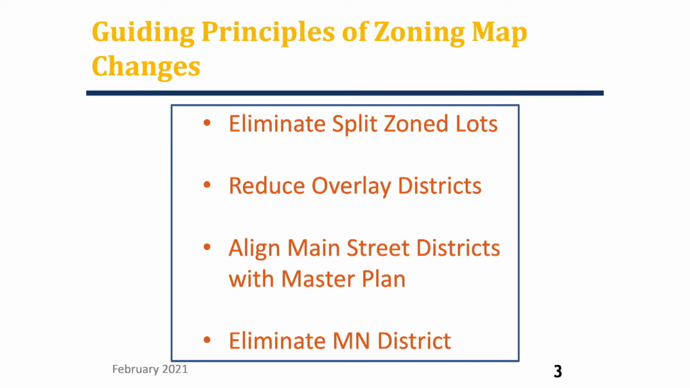The guiding principles of the zoning map changes that the zoning bylaw committee used were the elimination of split zoned lots, reducing the number of overlay districts on the zoning map, aligning Main Street districts with the master plan, and then eliminating the municipal district.